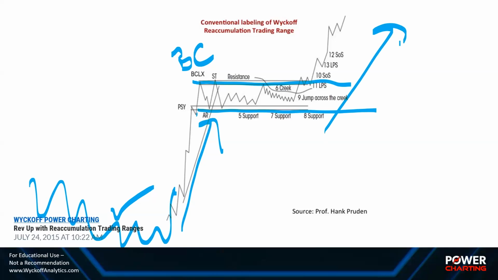Reaccumulation can happen in a number of different ways. This is just conceptual, so that you can see the model. There are different models. One of them is that you get a spring here, which takes out the lows and then reverses sharply and goes up. Very common. See a lot of that. But volatility.